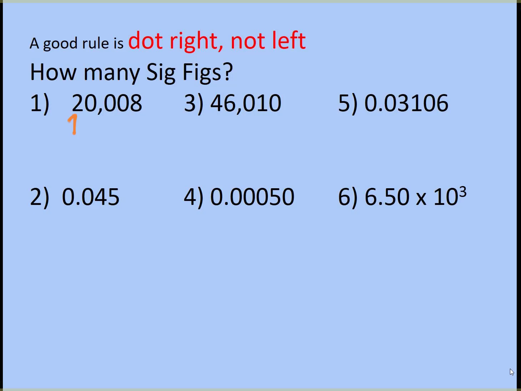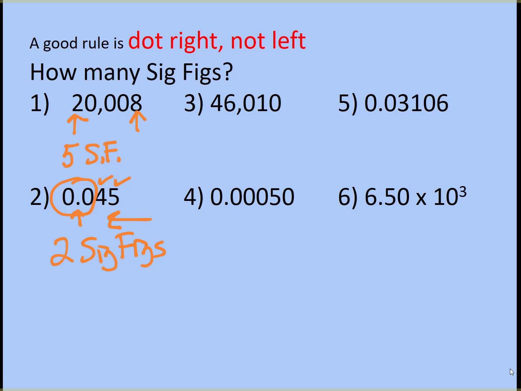So I have a number at the beginning and a number at the end. So that means I do count all of these. This one has 5 sig figs. Number 2 down here. So there's a decimal. So dot right, not left. I'm going to start counting this way. So I'm going to go 1, 2, and then stop. 2 sig figs. So these zeros right here are just placeholders. It means that just the hundredths place and the thousandths place was counted.